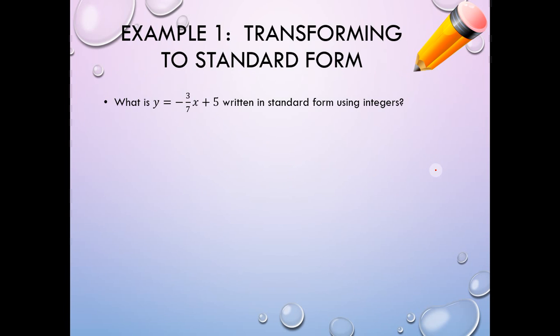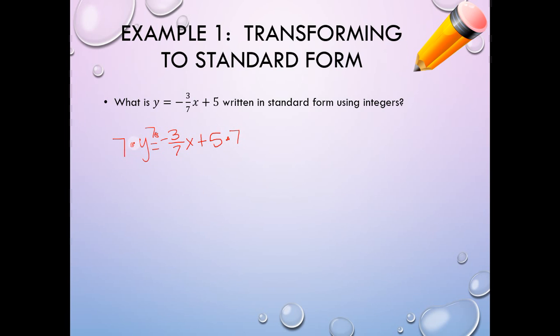So first example, we want to get y equals negative 3/7 x plus 5 into standard form. So I'm going to rewrite that here. y equals negative 3/7 x plus 5. So your first idea is to get rid of this fraction. You're always going to want to multiply by the denominator, or the number on the bottom. So I'm going to multiply everything I see here by 7. Don't forget to multiply that 5 also.